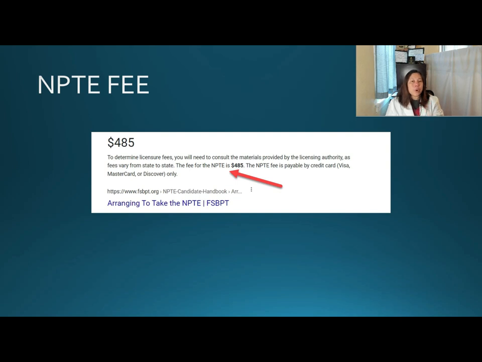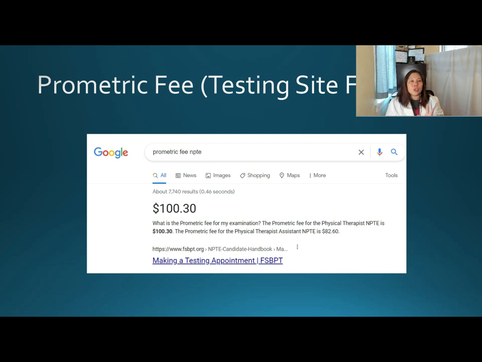So that's $485. But there's also a Prometric fee, or the testing site fee. The $485 is for the NPTE. The $100.30 is for Prometric, for you to use their computer, their building, their technology to take the NPTE. So it's a separate fee.